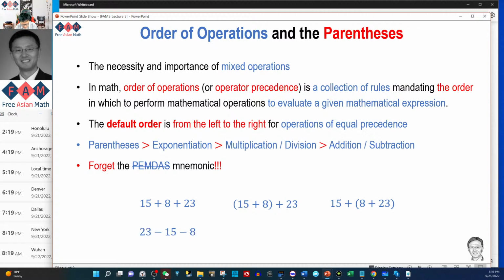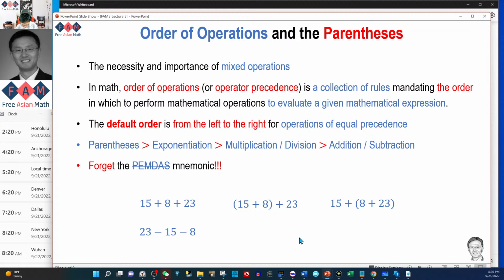But now, we haven't reviewed subtraction yet, but we do want to give you a heads up. The order here is critical. When we have 23 minus 15 minus 8, we have two subtractions here. So the order goes to the default rule, which is from the left to the right. So we do the first one, 23 minus 15. That gives us 8. And then we use the output of this first one, which is 8, as the input into the second one. 8 minus 8, that's 0.